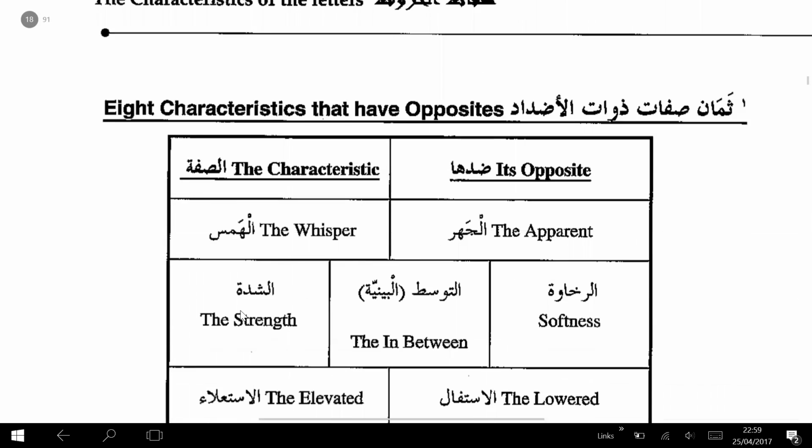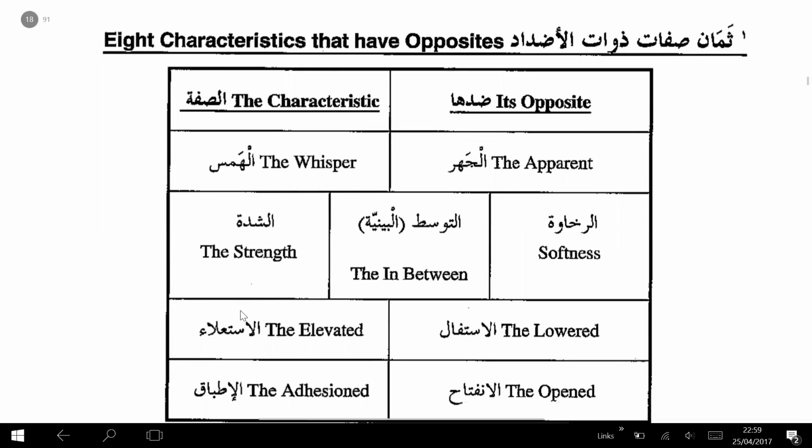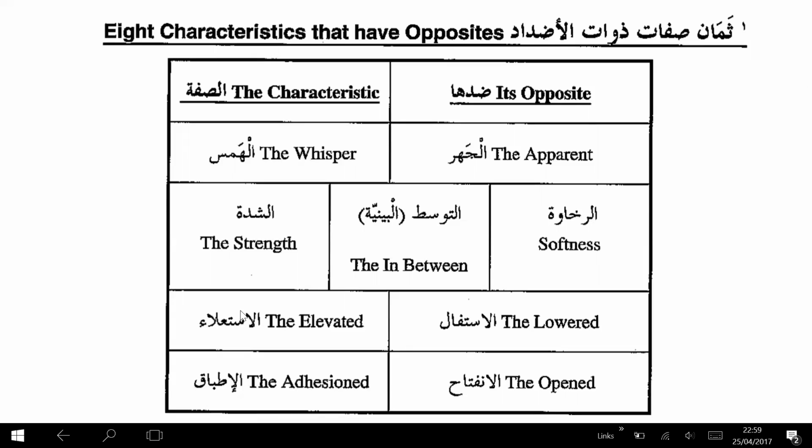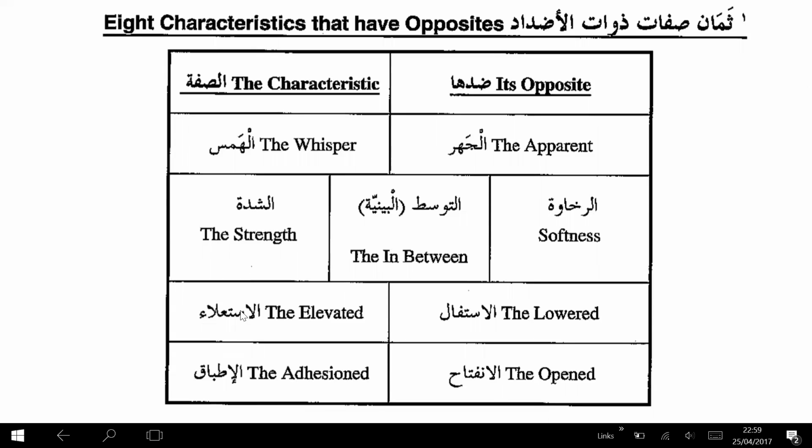Now here is a list of the 8 characteristics that have opposites. فمن صفات ذوات الضاد. Al-dad means opposites. Opposites plural. Ḍidd means opposite, and al-dad means opposites in plural. So the sifat is mentioned on the left side, and its opposite, ضدها, on the right side. One is hams, one is jahr.